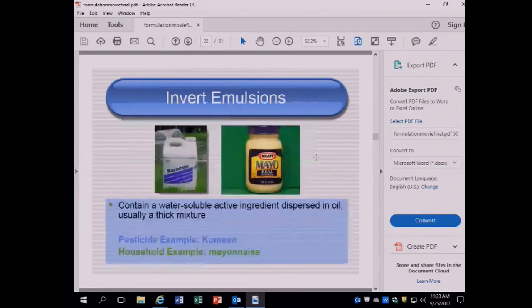All right, one of the other definitions we'll talk about is what's called an invert emulsion. That contains a water-soluble active ingredient dispersed in oil, creating a thick mixture. Can anybody give me an example of a household invert emulsion? Take the two on the screen. I'll be willing to bet that every one of you consumed this weekend.